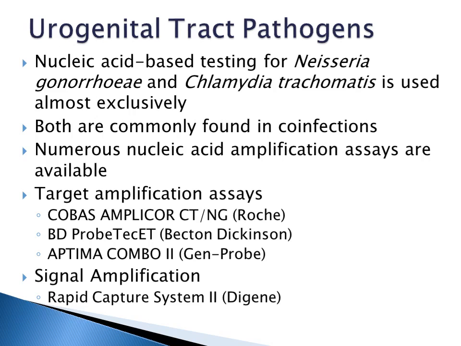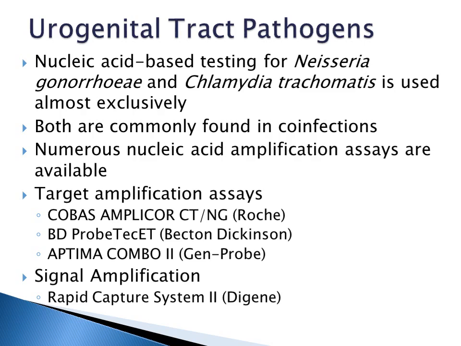We're going to move on to urogenital tract pathogens. The two urogenital tract pathogens where there already are numerous nucleic acid based tests are Neisseria gonorrhoeae and Chlamydia trachomatis. Commonly, both of these are found in co-infections. So it's really nice to have a molecular test where you can test a clinical specimen and differentiate between both of these organisms and identify both organisms in one specimen.